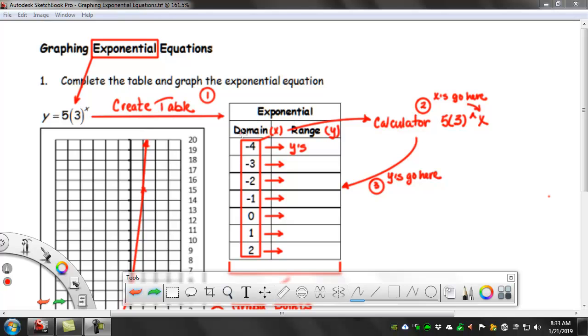And with an exponential equation we have the left-hand side is the domain. It corresponds to the x's. And then the right-hand side is the range. It corresponds to the y's.